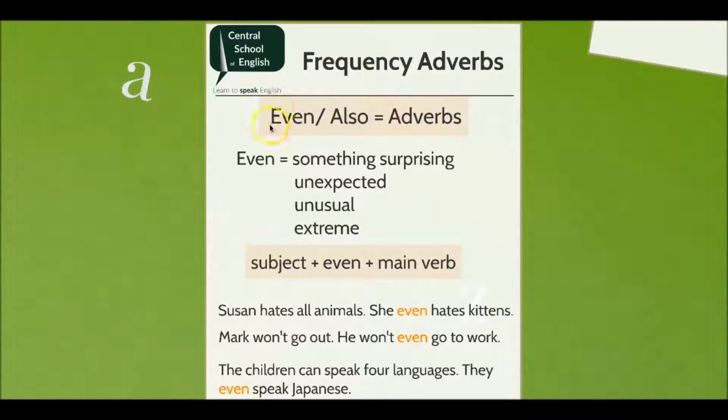The words even and also are both adverbs. We use the adverb even to refer to something surprising, unexpected, unusual, or extreme. When even refers to a whole clause or sentence, we usually put it between the subject and the main verb, after the modal verb or first auxiliary verb.